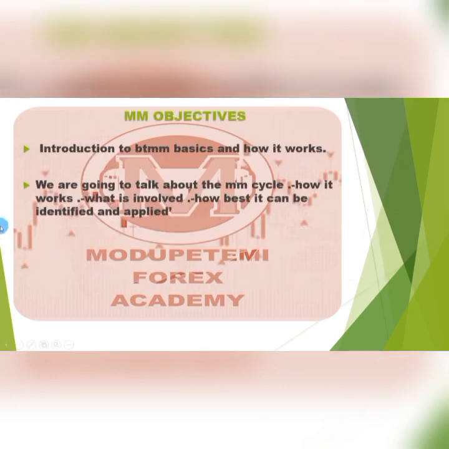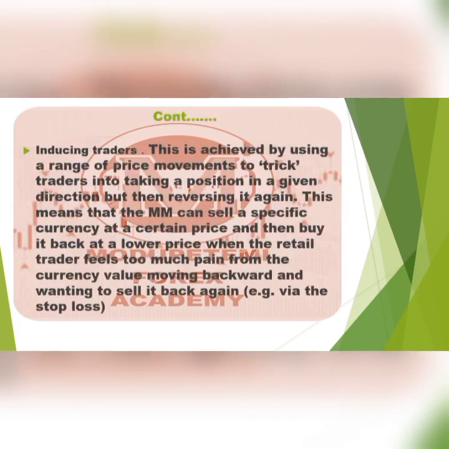Introduction to BTMM. This is where I will talk about the basic objectives of the market makers and how it works. We are going to talk about the market maker cycles, what is involved, and how best it can be identified and applied. So one of the major objectives of the market makers is to induce traders. This is achieved by using a range of price movement to trick traders into taking positions in a given direction, but then reversing it again.